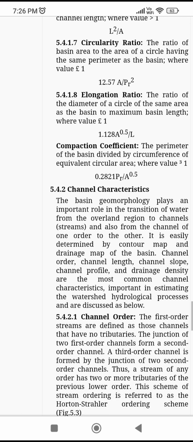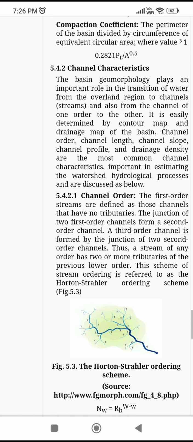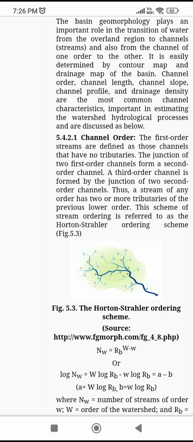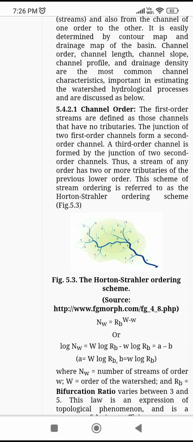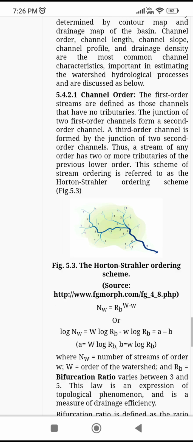Then channel characteristics, channel order. So the first order streams are defined as those channels that have no tributaries. The junction of two first order channels forms a second order channel. A third order channel is formed by the junction of two second order channels. Thus a stream of any order has two or more tributaries of the previous lower order. This scheme of stream ordering is referred to as the Horton-Strahler ordering scheme.